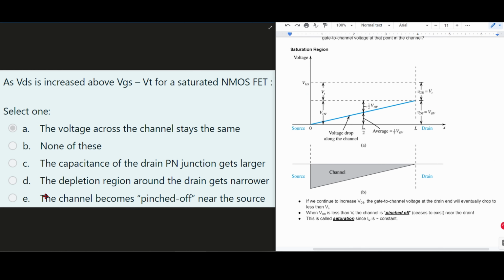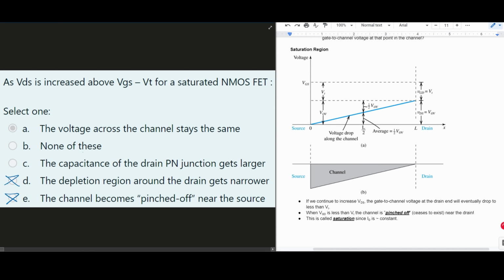So the first one we'll come back to, we'll go from the bottom to the top. So looking at this and looking at what we have here, we have the channel becomes pinched off near the source. We can see that the channel is very wide near the source, so this is not true. The depletion region around the drain gets narrower. Well, if you look at our drain over here, the depletion region is actually getting larger. So this one is also not true.